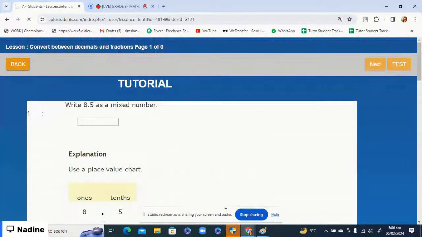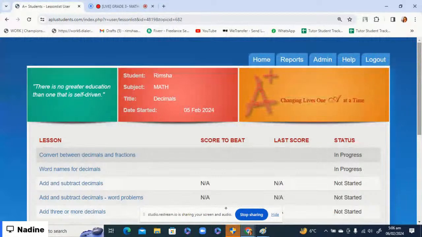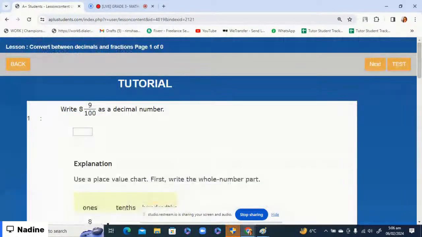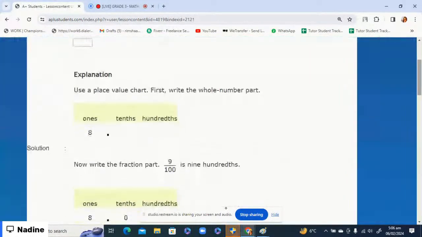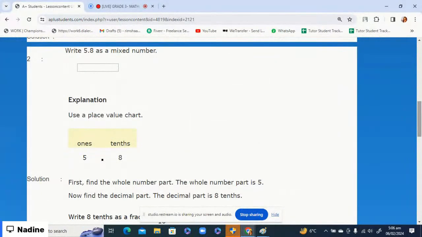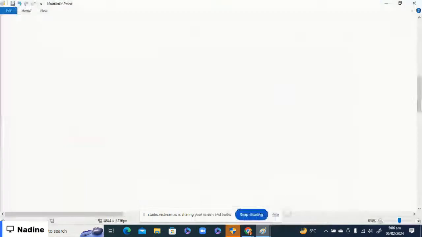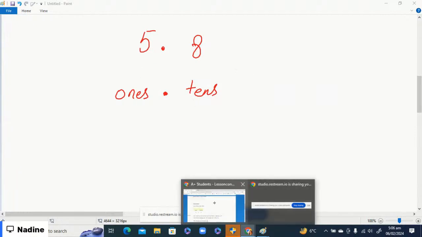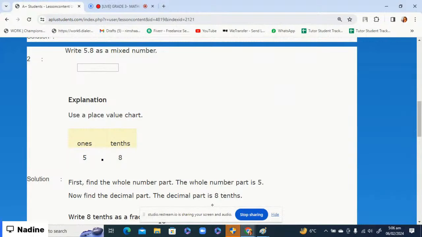Just like that with 5.8. So look, here is 5, then the point, which is 8. As we know, this 5 is in the ones place, and this 8 is in the tenths place. So this is 5 point 8. Now we need to convert it to a mixed number.